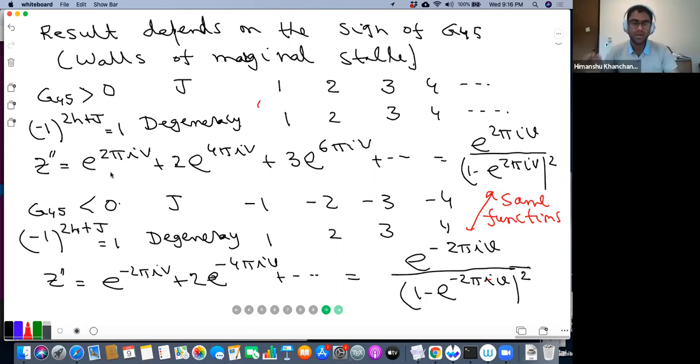Sorry, last time you said that the walls of marginal stability are ones which separate, on one side you have half BPS states, whereas on the other side you have quarter BPS states. So is that still true? Is only one of these quarter BPS?